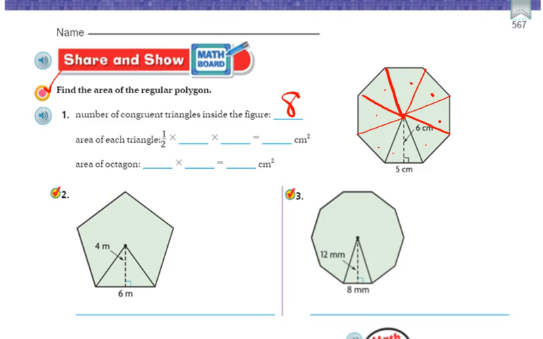Now, each triangle is going to be 1/2 times 5 times 6. So that's half of 5 times 6. That's the area of 1 here. What we're doing right now is we're finding the area of this triangle right here. And that area is going to be half of 30, which would give me 15 centimeters squared. And 8 times the 15, because I have 8 triangles that all measure 15 centimeters squared, would have given me 120. So that's what you should have had.